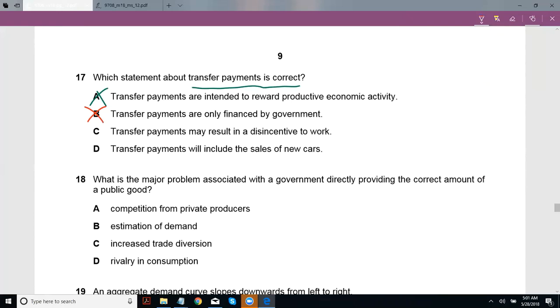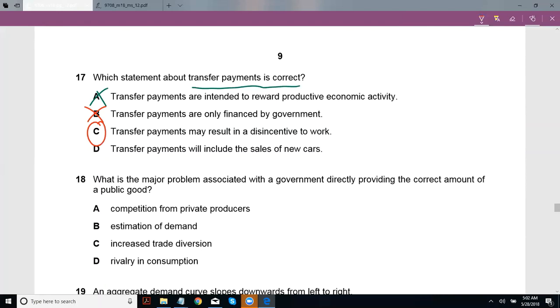Transfer payments may result in a disincentive to work. Most definitely. If you get paid for doing nothing, which is basically what unemployment benefits do, then why would you want to work? Which is why previously some countries, especially I think the UK, I'm not too sure, reduced unemployment benefits, because if you're getting paid less for sitting around, then you'll have a really huge incentive to work. But if unemployment benefits are there, definitely they do reduce the incentive to work. They result in a disincentive or a discouragement to work because you're getting paid anyways.